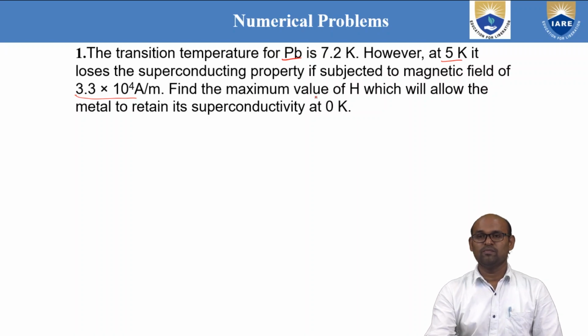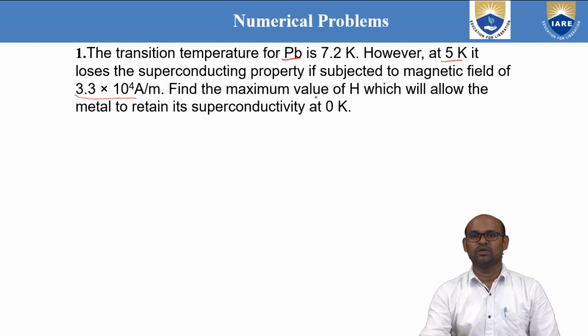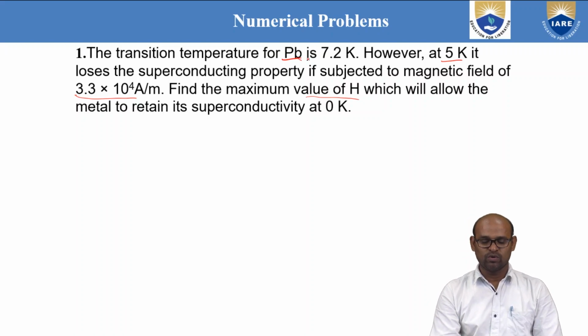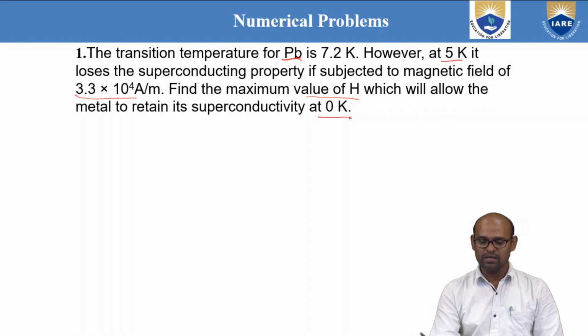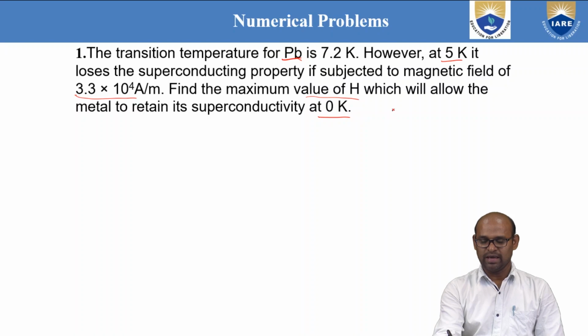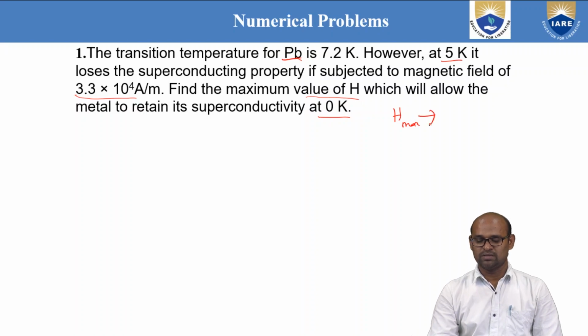Find the maximum value of H which will allow the metal to retain its superconductivity at 0 Kelvin. So we are going to find the maximum value of the magnetic field H, so that this material lead is going to retain its superconducting property at 0 Kelvin. We have to calculate the maximum value of H, where the material will still retain its superconducting state.